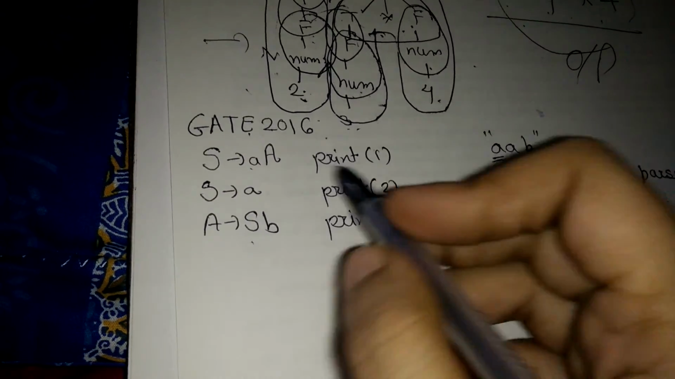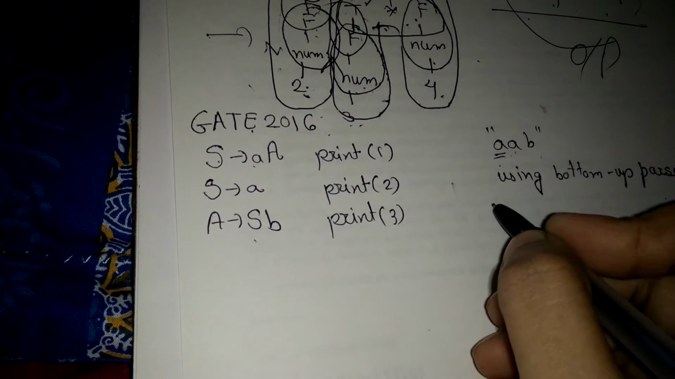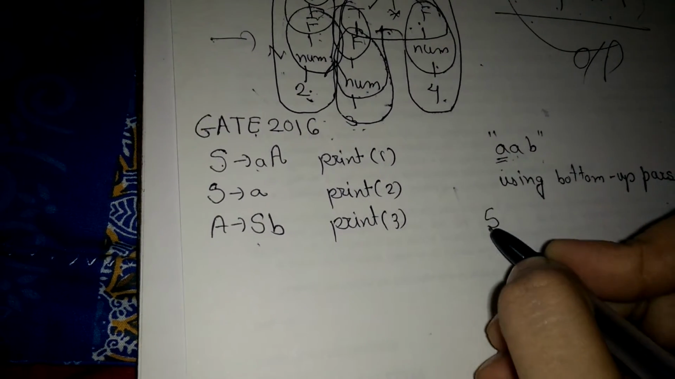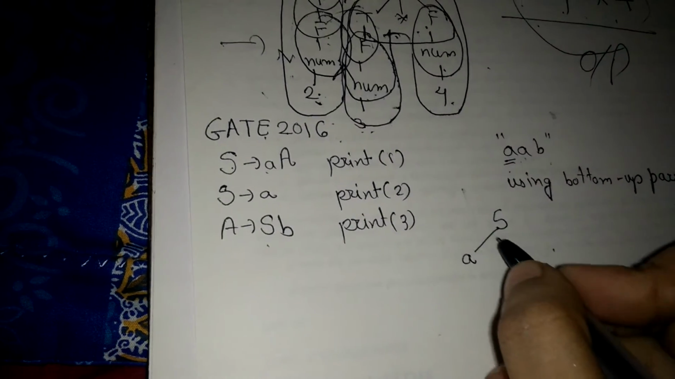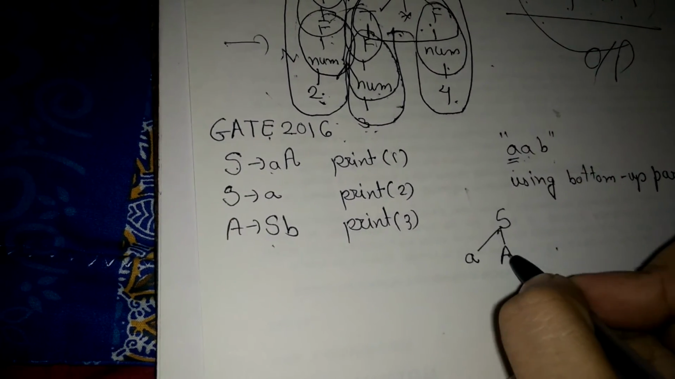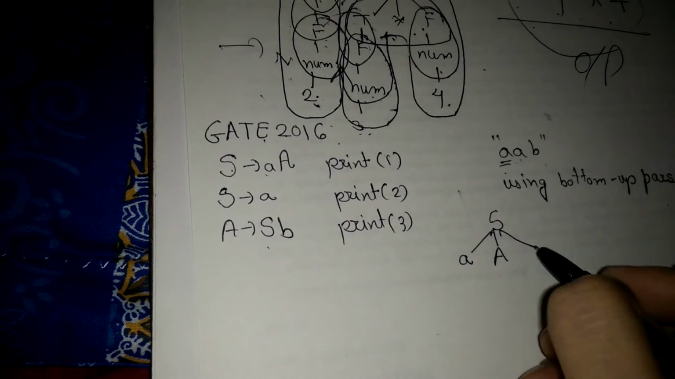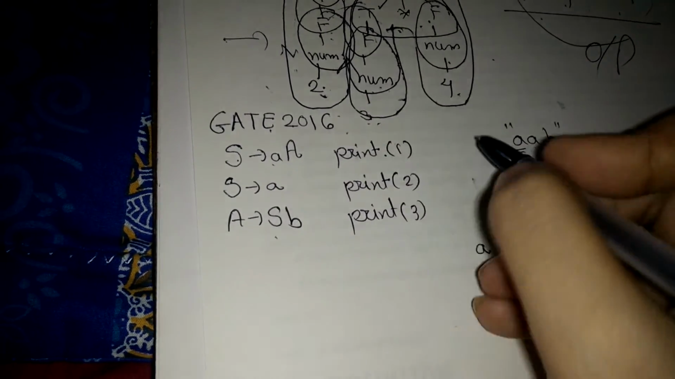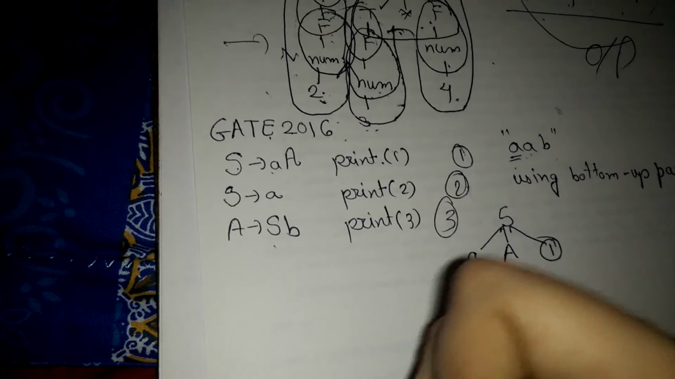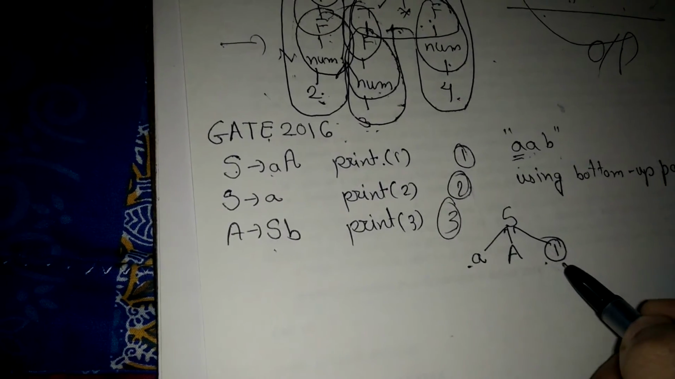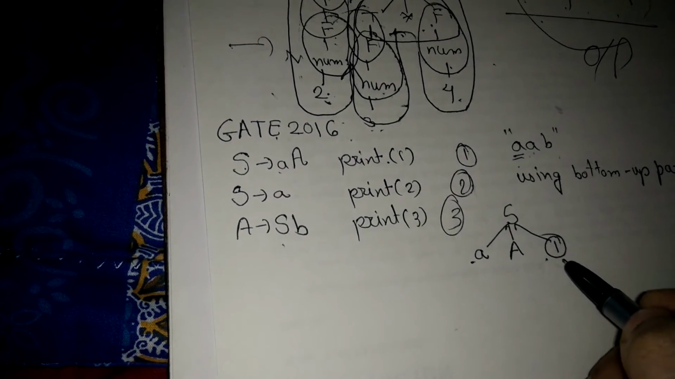As I have said, every time we have to start with the start symbol, that is S. As I don't have a single a, I can take a and capital A. Here I can associate a semantic rule for it. Let this semantic rule be number 1, this semantic rule number 2, and this semantic rule number 3. So for this I have associated semantic rule number 1.